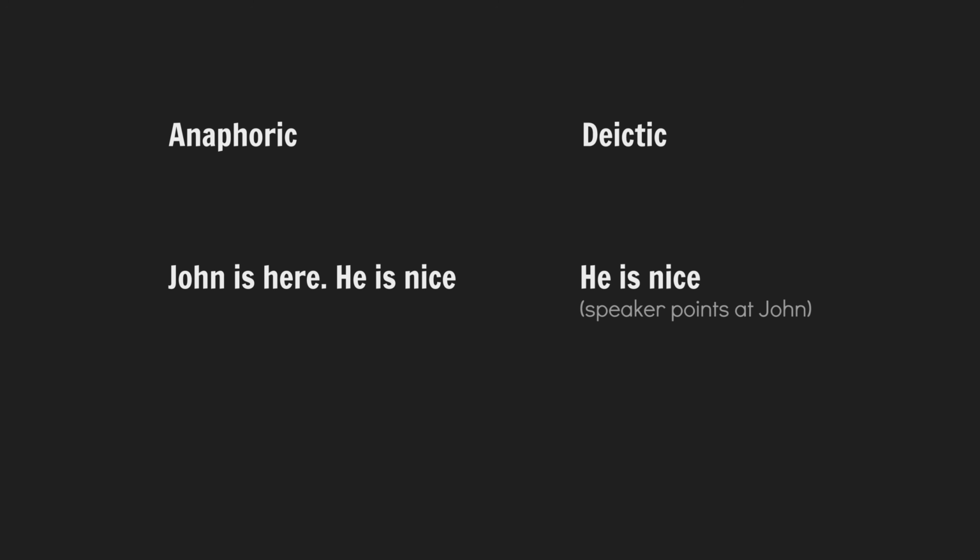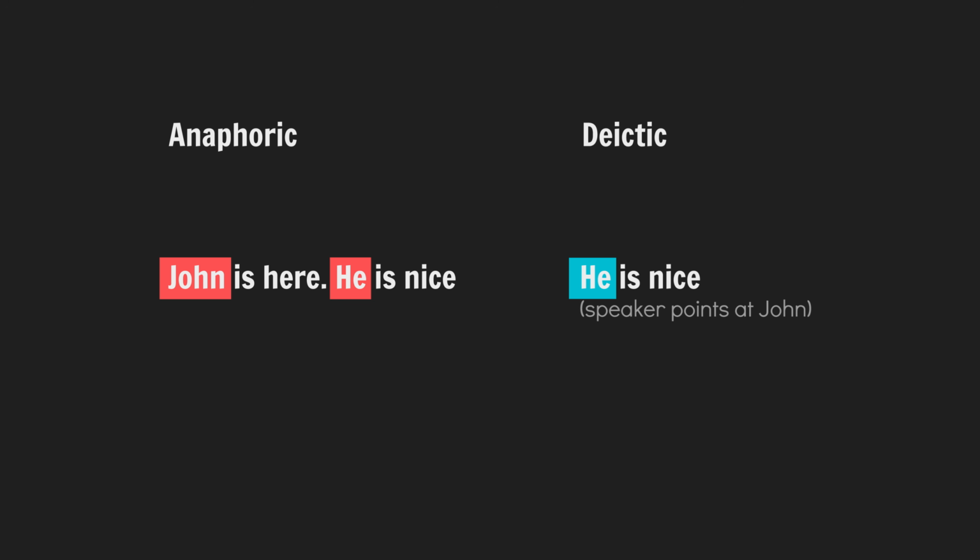Person markers, particularly the third person, can be used anaphorically or deictically. An anaphoric person marker is one that refers back to and gets its meaning from an earlier noun phrase. "John is nice, he is nice." "He" here is anaphoric as it refers back to John. A deictic person marker does not refer back to an earlier noun phrase, so its meaning is entirely dependent on context. "He is nice," speaker pointing at John.